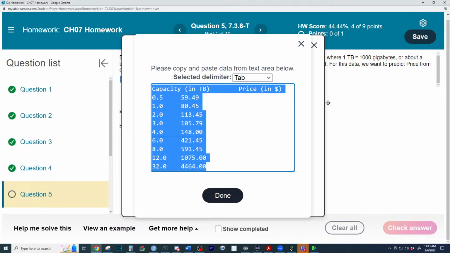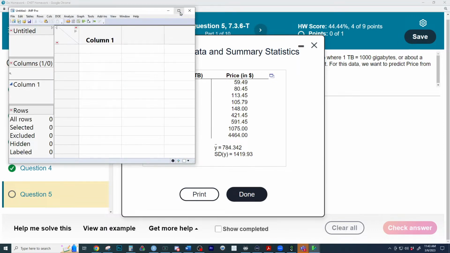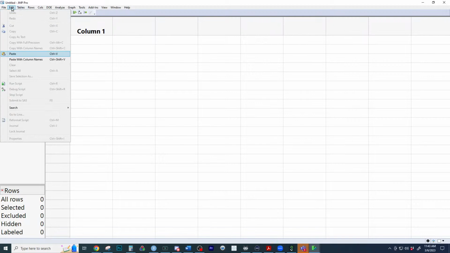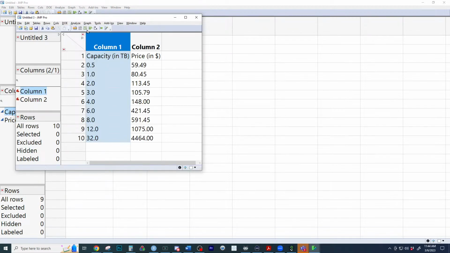Copy it. Now we're going to hit Control C or Command C, Control C on a PC, Command C on a Mac. Now that we've copied it, we're going to go back to JMP, and this is where you have to be careful. Inside of JMP, you have to go to Edit, Paste with Column Names. Now, make sure you copied it. Make sure you paste with column names, because you'll see the column names at the top. If you don't paste with column names, this won't work.